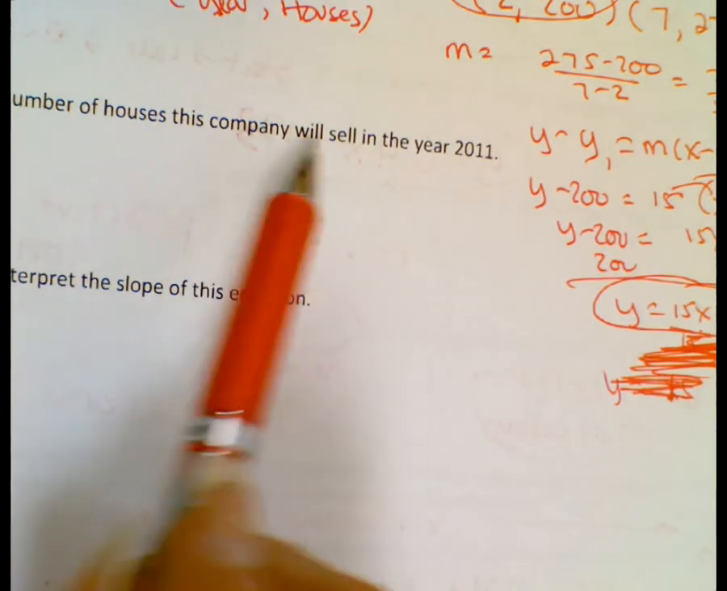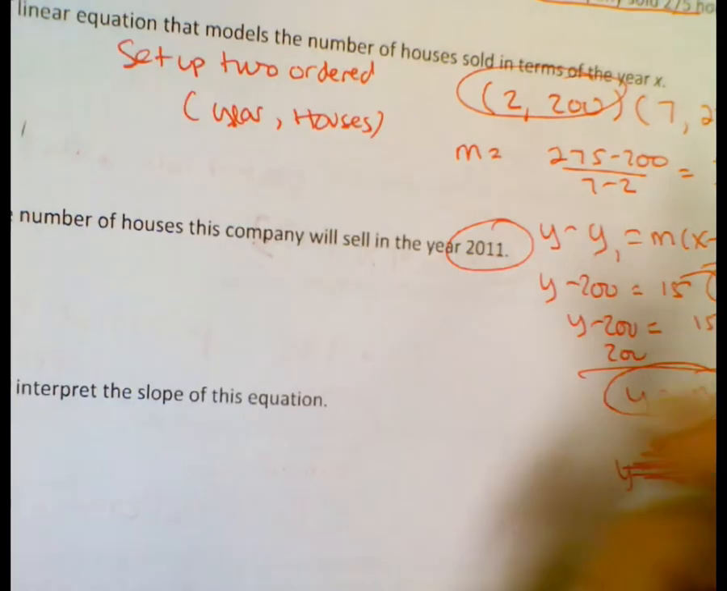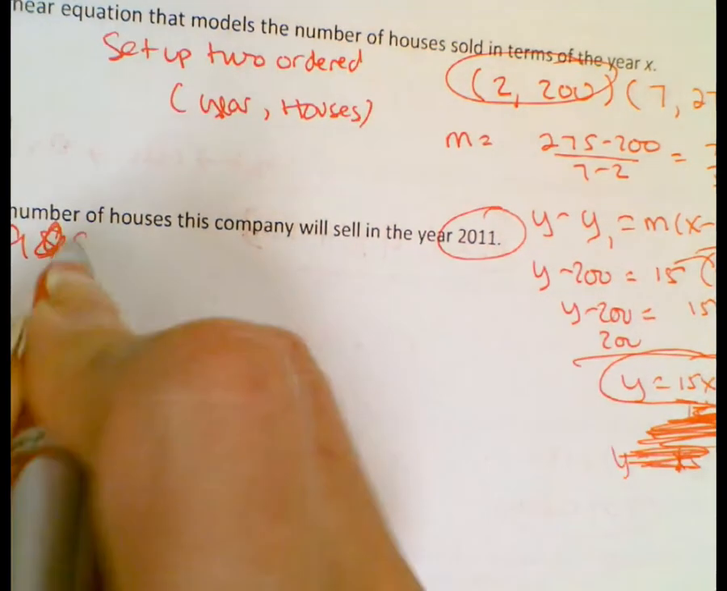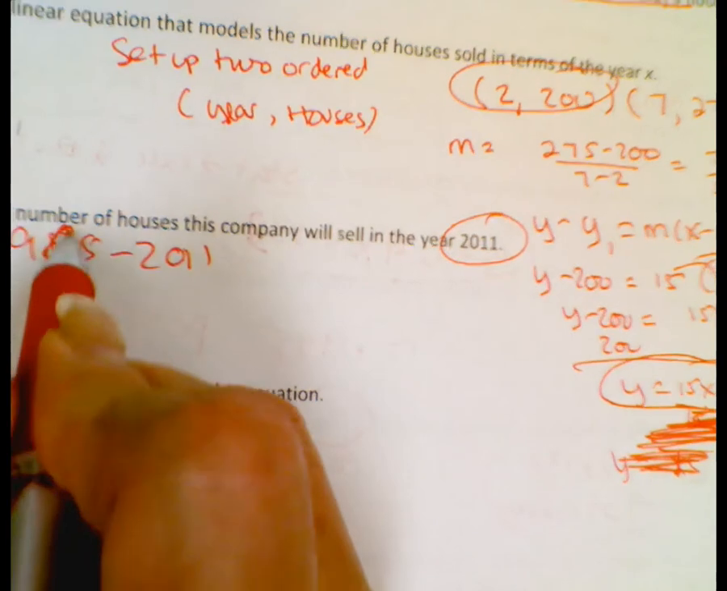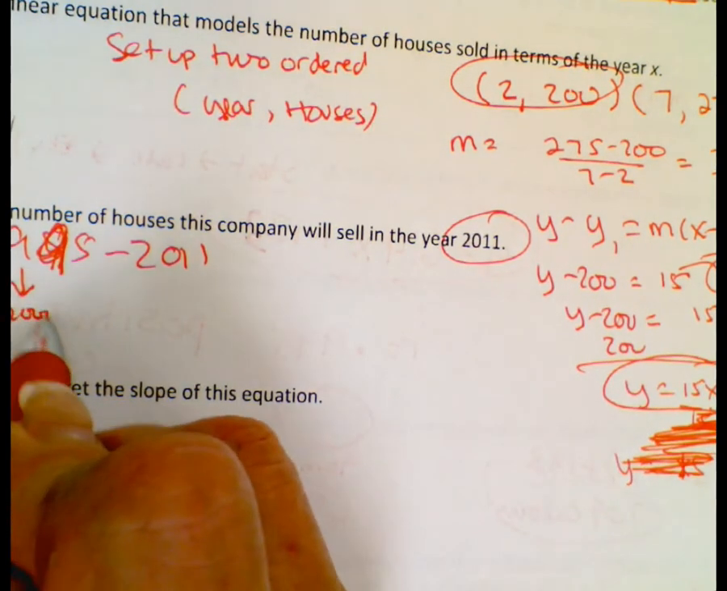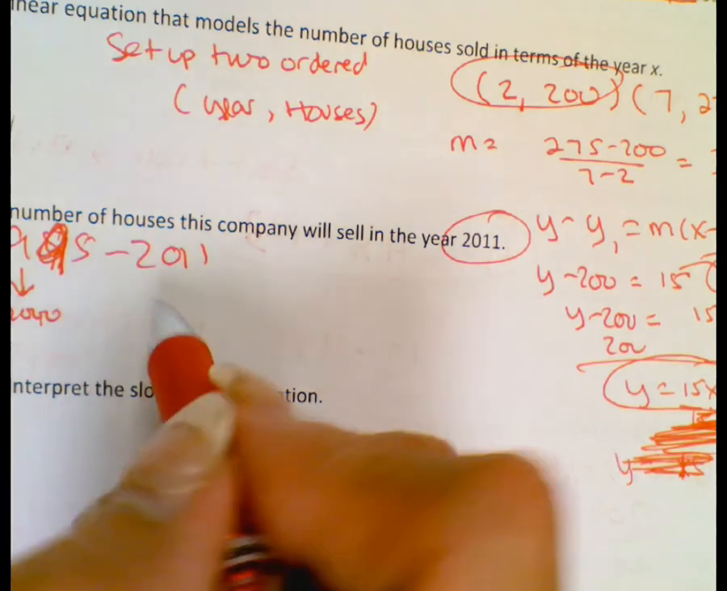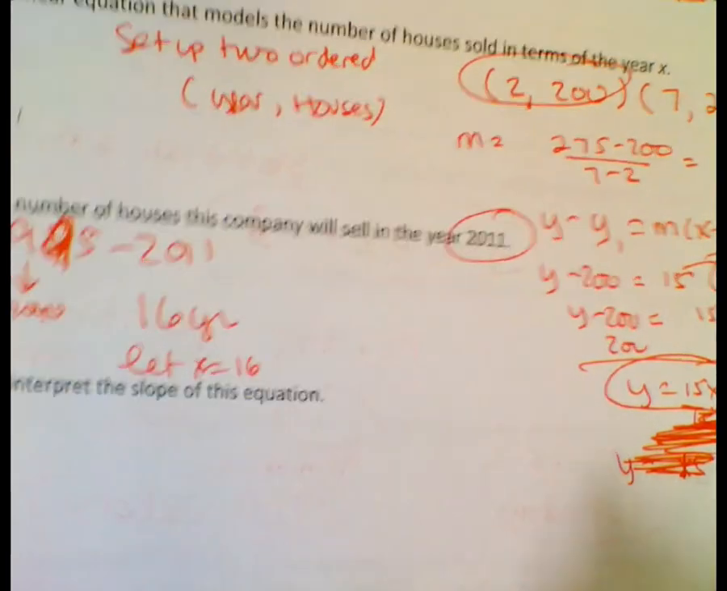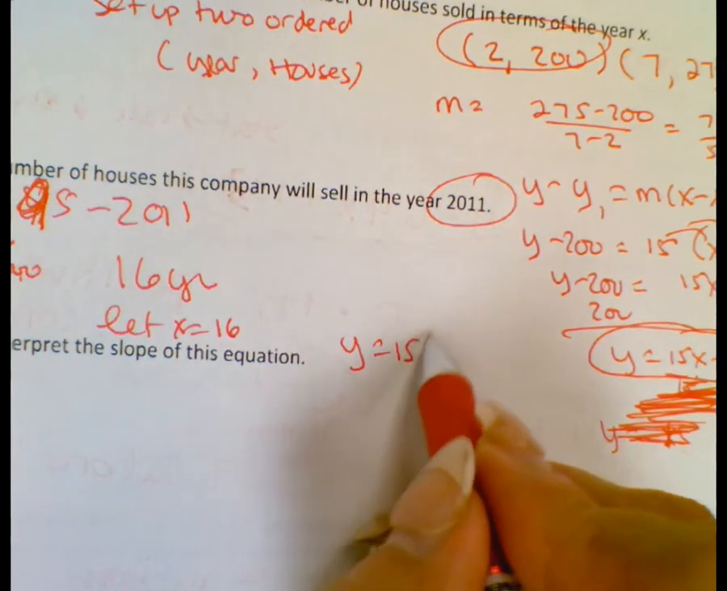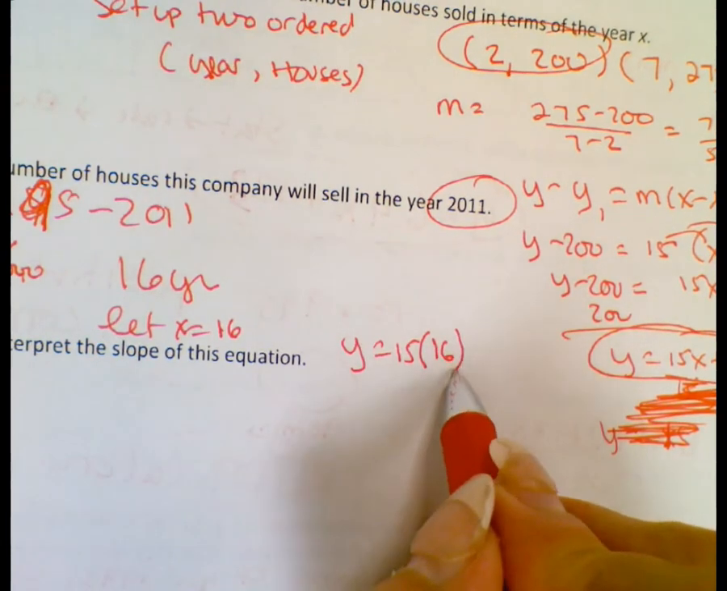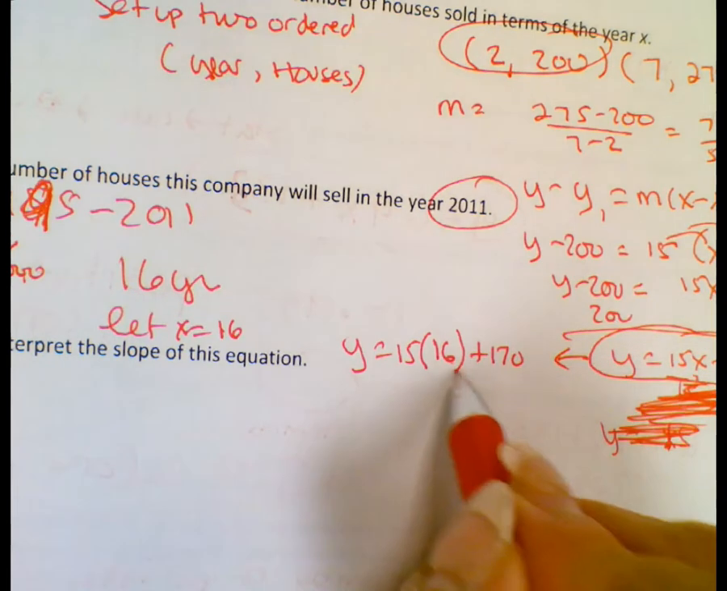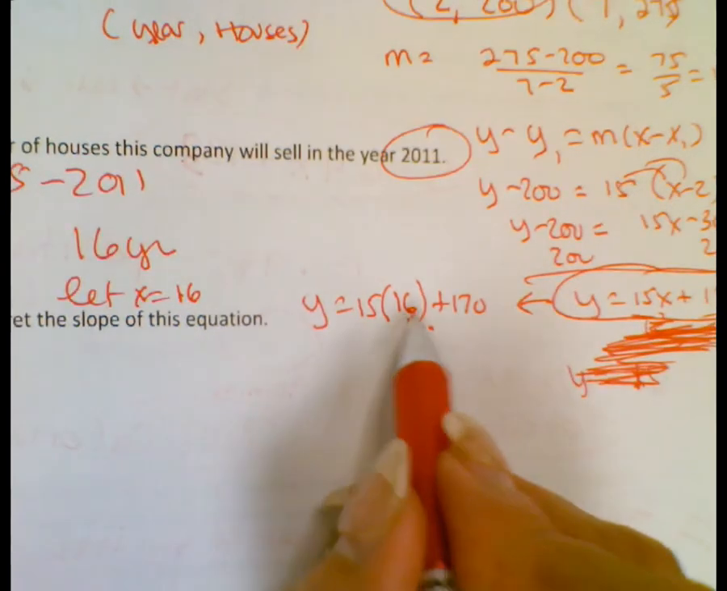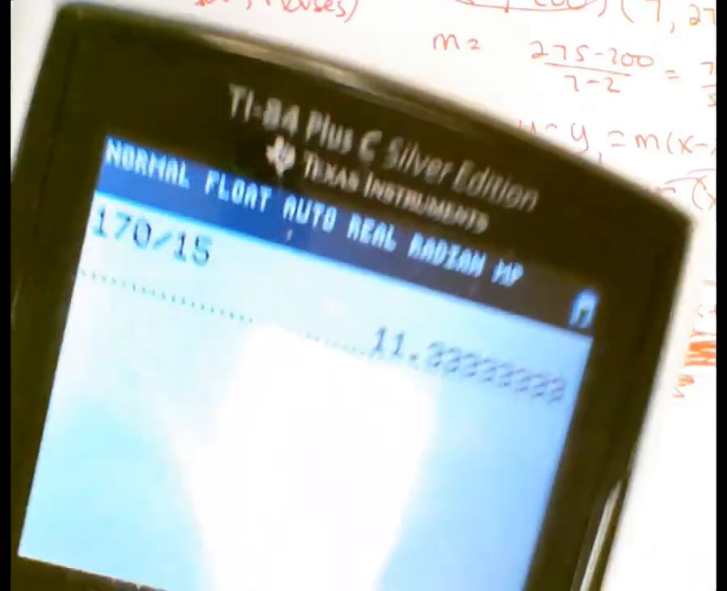So find the number of houses that the company will sell in the year 2011. How many years are there from 1995 to 2011? Well, to get to 2000, it's 5 years. Plus to 2011 is another 11. So 16 years. So you're going to let x equal 16. So in our equation, we have y equals 15 times 16 plus 170. So now this is what you want to plug in your calculator. 15 times 16 plus 170 equals 410.